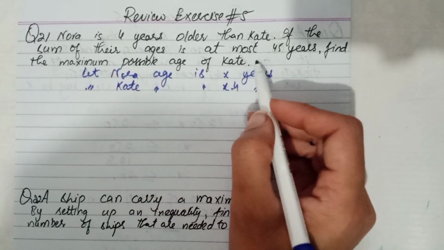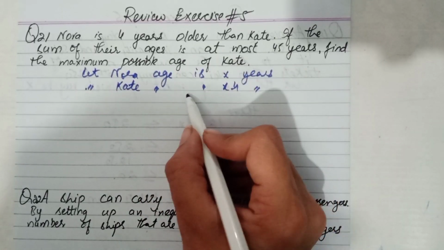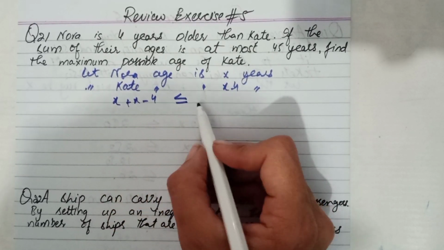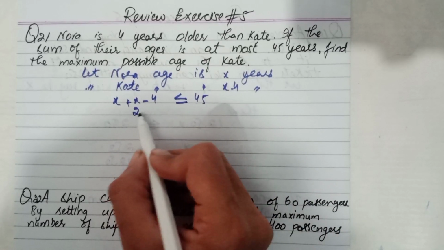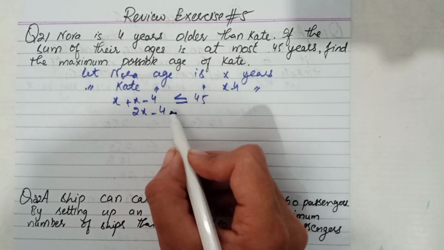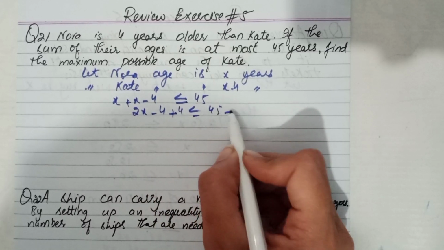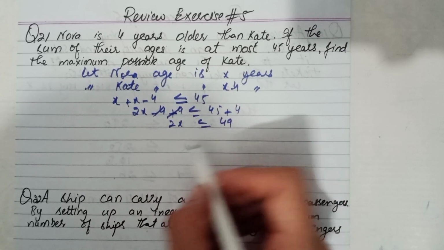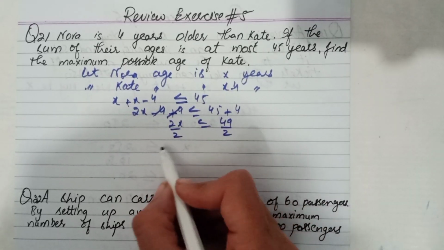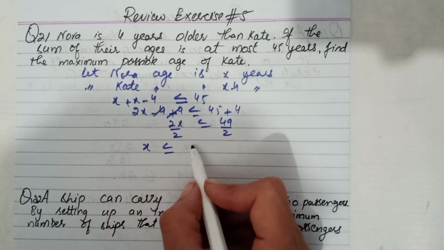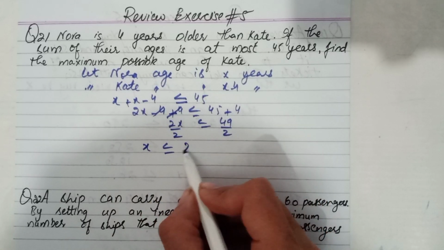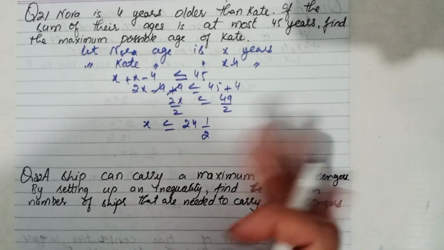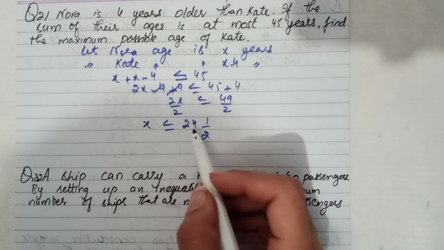Now the sum of their ages is at most 45 years. It means we have to do the sum of their ages and it is less than or equal to 45 years. It becomes 2x minus 4 less than or equal to 45. We have to add 4 to both sides. This will be cancelled and this is 49. By dividing both sides by 2, we get x is less than or equal to 49 over 2, and that is 24 and 1 by 2. Now the maximum possible age of Nora is 24.